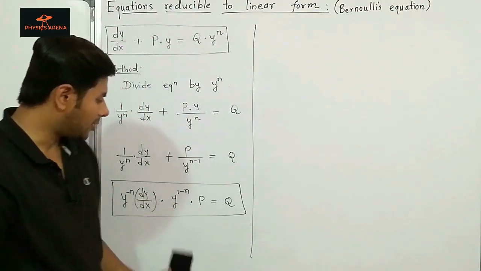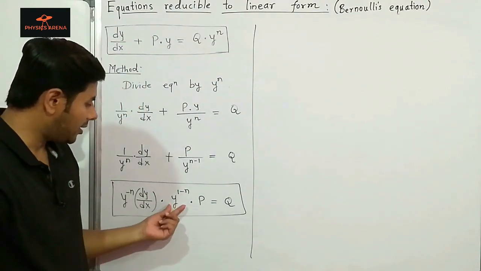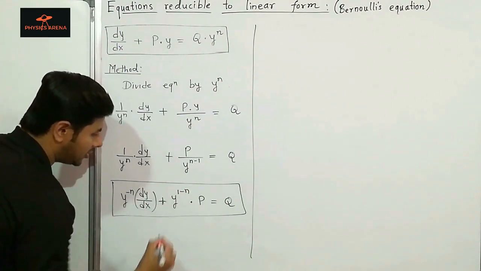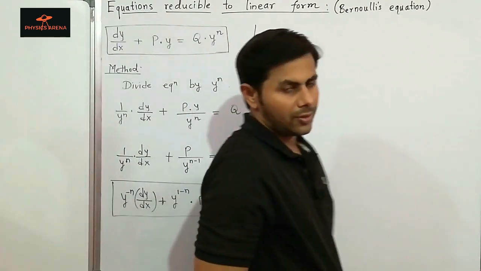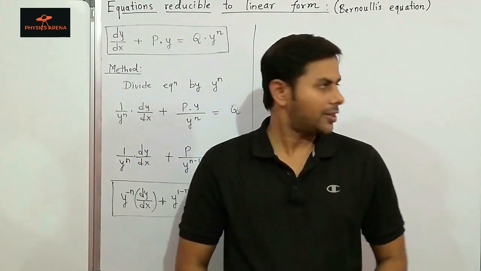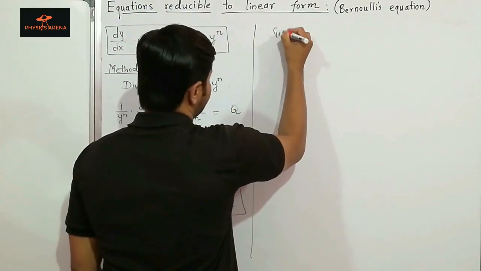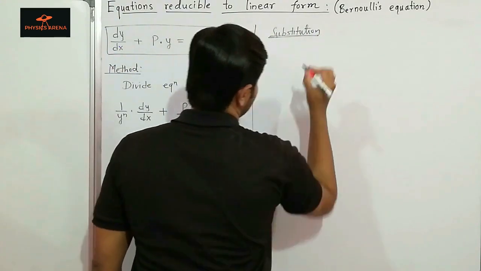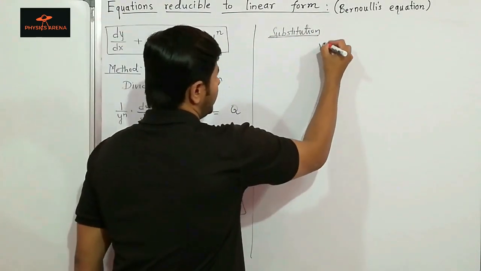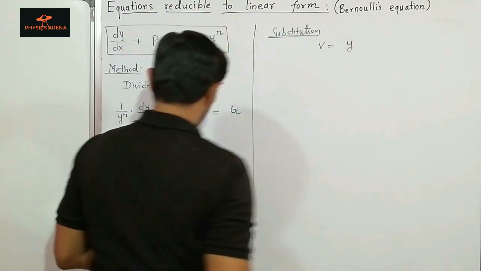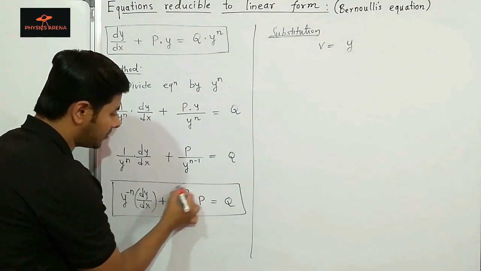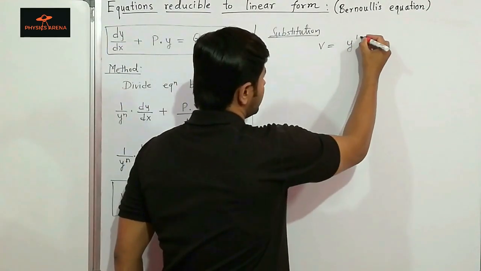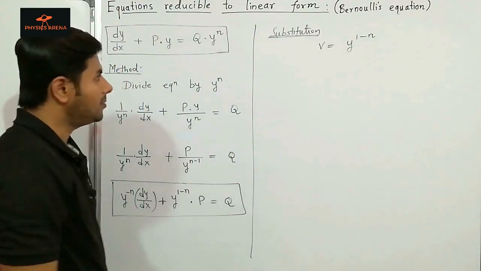Now we are going to substitute v equals to y raised to 1 minus n. Okay, there was this plus sign. So carefully note down this substitution. The substitution is v equals to y raised to 1 minus n. So this term we are substituting v in place of this term.